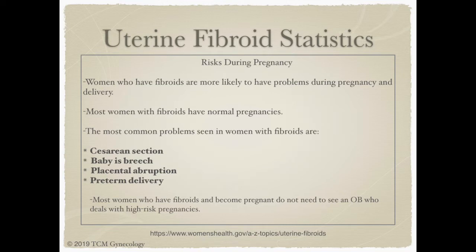So cesarean section or C-section can happen. Breech presentation of the baby is a possibility. Placental abruption is also possible, and a preterm delivery, again, is a potential complication of fibroids. But again, the majority of women who have fibroids do not necessarily present with these complications.